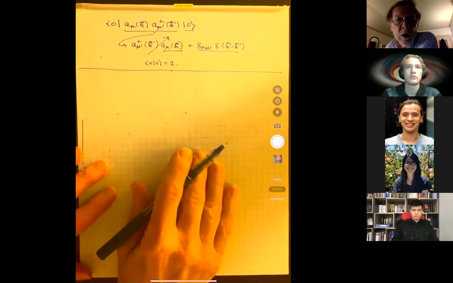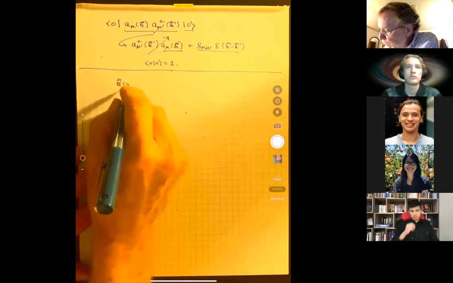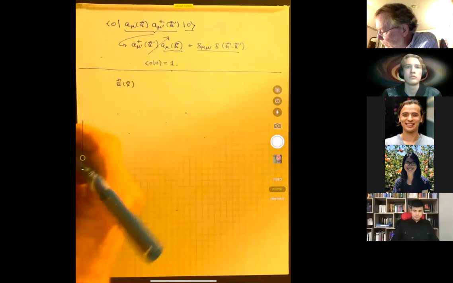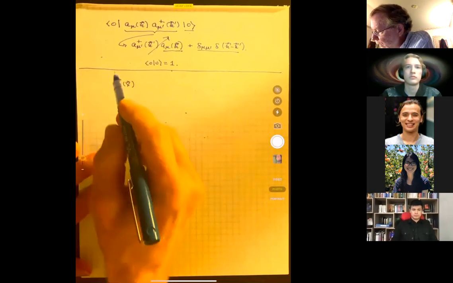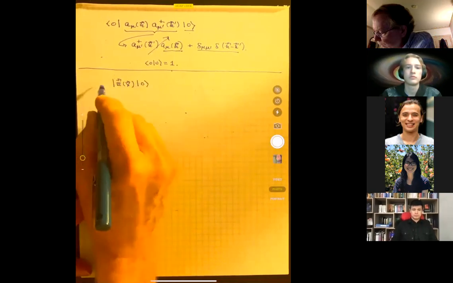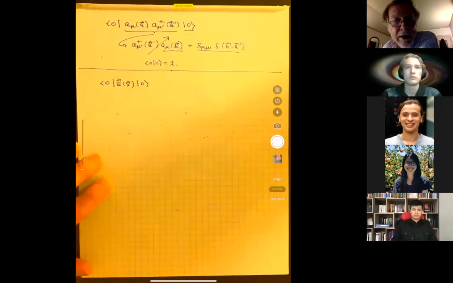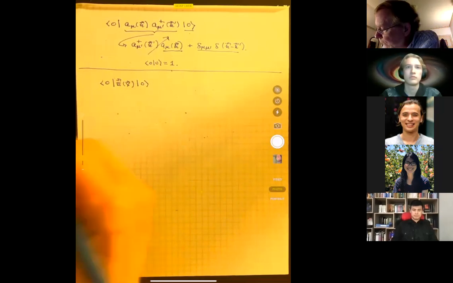So what we want is the electric field at a spatial point x like this, and we would like to let it act on the vacuum. Let's initially look at the vacuum expectation value, the expectation value of the electric field evaluated at a point. That's the first statistic to look at.